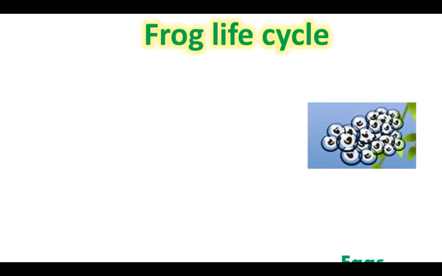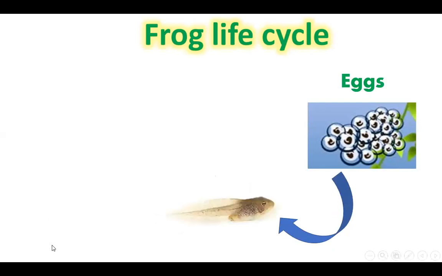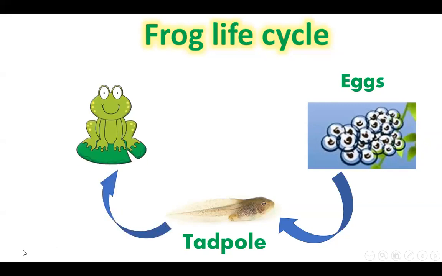Eggs. These eggs will hatch and the very small thing comes out of it. Do you see this one? It's a tadpole. This tadpole has no legs and it has a tail. It looks like a fish more than the frog. This tadpole is very small. It will grow and grow to become a frog.